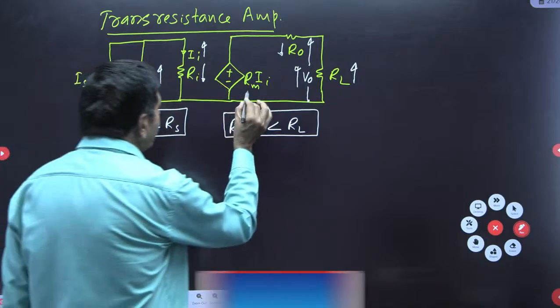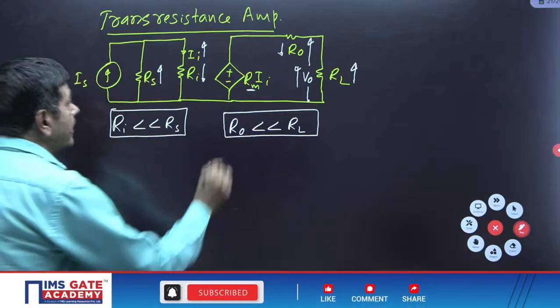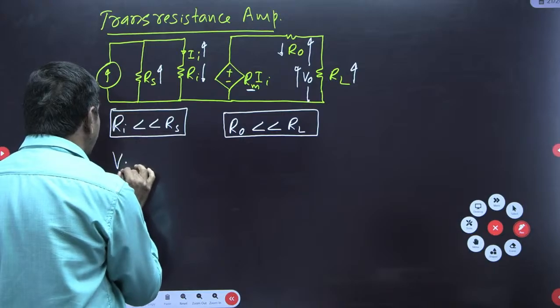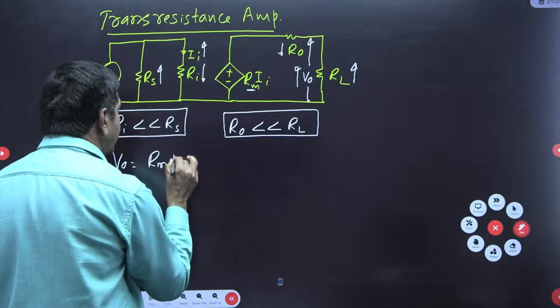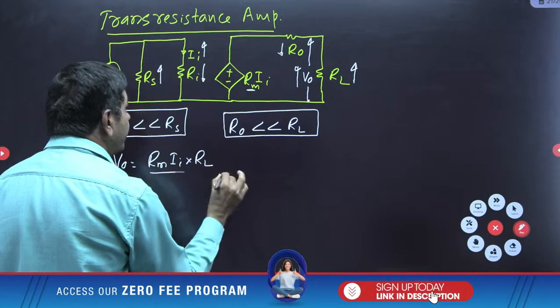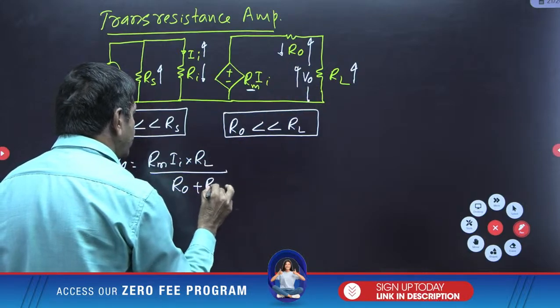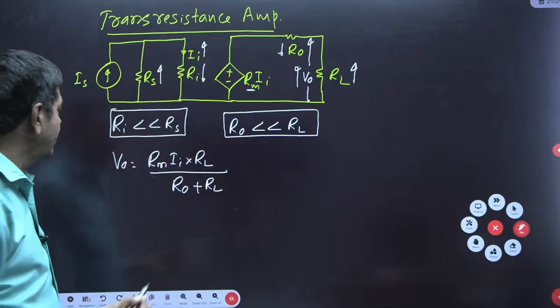Sometimes you will be asked to find the internal transresistance. In this Thevenin's equivalent circuit, you can apply the voltage division formula directly: Rm into Ii into RL by R naught plus RL. You can check the question papers. All these are many times repeated questions.